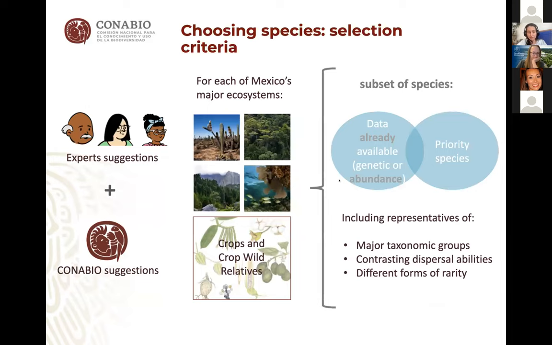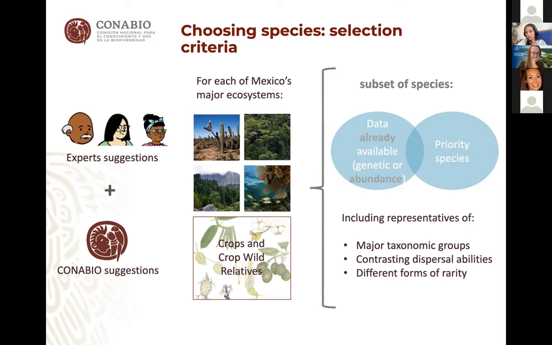Choosing our 100 species has been a challenge, but we are, in summary, including the suggestions that we have within Conavio along with expert suggestions. We aim to represent all major ecosystems of the country, as well as crop-wide relatives of some of the species that are domesticated. From this, we are creating a subset of species that already have available data, and this includes genetic, but especially some sort of abundance data.